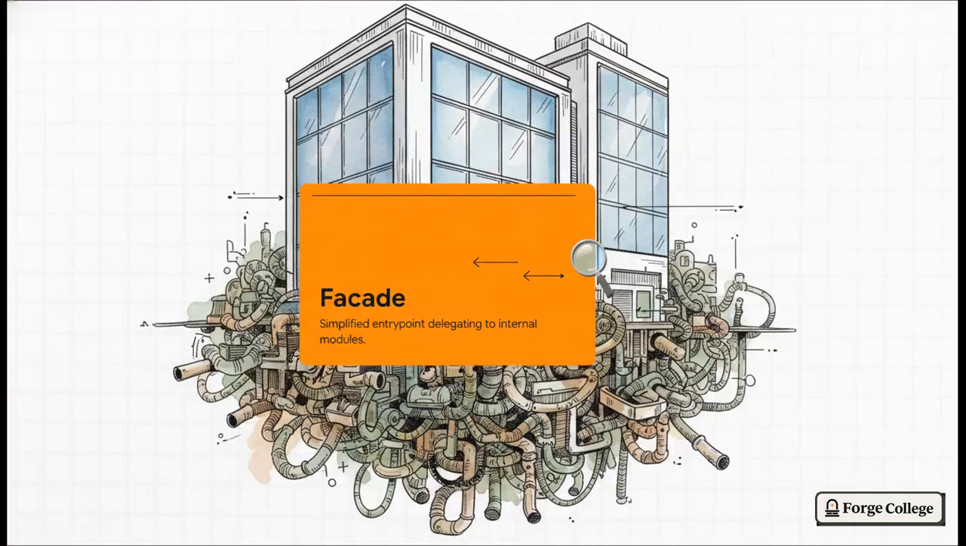Next, we have the facade, sometimes called an API gateway. I always like to compare this to the beautiful, sleek exterior of a modern building. It completely protects the users from having to see or directly interact with all the incredibly complex, messy plumbing inside. It just validates the inputs and then quietly delegates the actual heavy lifting to the internal modules.